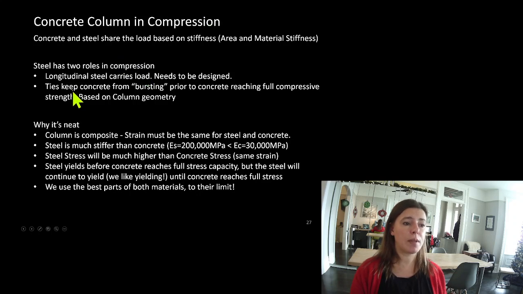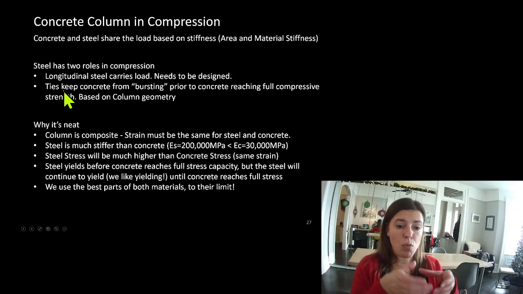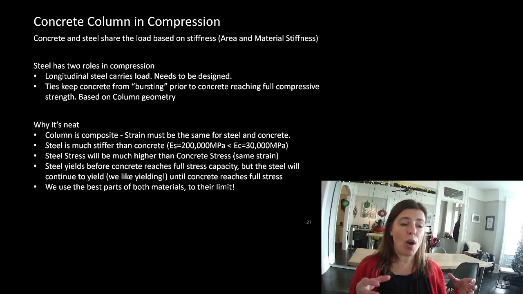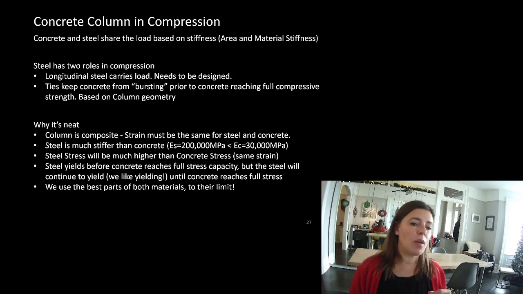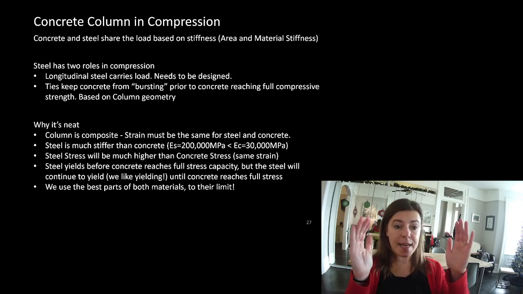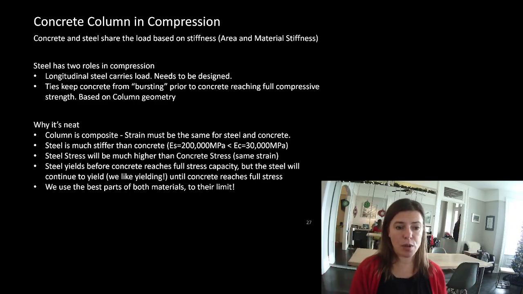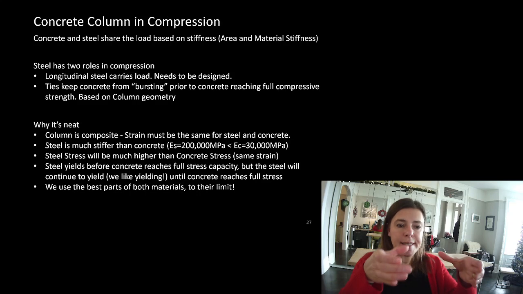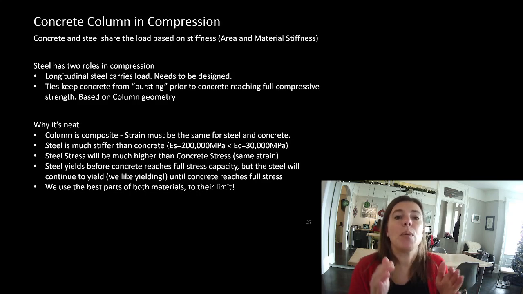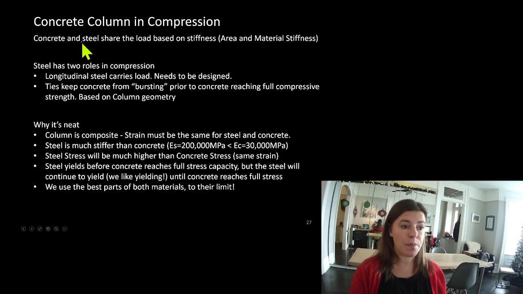So the steel has two roles in compression. The longitudinal steel carries some of the load, and we need to design it for its capacity to carry that load. We also put ties around that steel to stop the concrete from bursting prior to the concrete reaching its full compressive strength. Remember how we said we're going to ignore the fact that things tend to bulge out a little bit when we put compression on it? Well, the fact remains that it does bulge out, and so the ties we put in there are to help deal with that tendency for the concrete to bulge out.